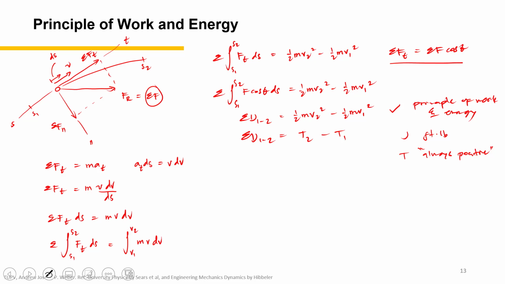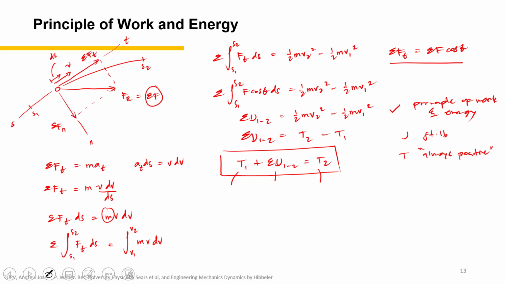So the final expression of this form is often like this: T1 plus the sum of work U1-2 equals T2, which states that the particle's initial kinetic energy plus the sum of all the work done by the tangential components of all the forces that are acting on the particle is equal to the particle's final kinetic energy. So that is the meaning of this equation.